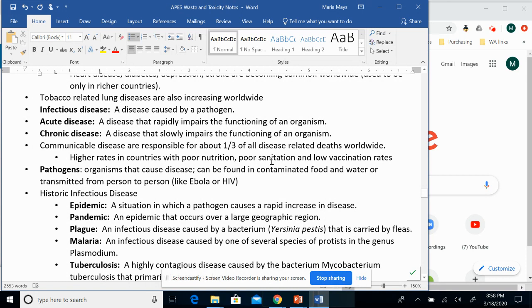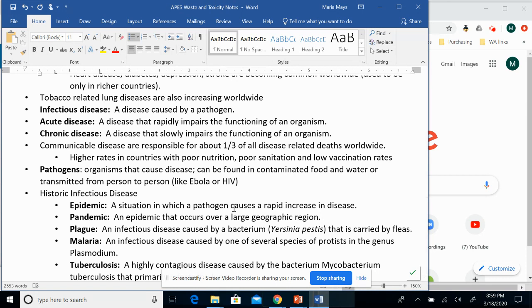An infectious disease is any disease caused by a pathogen, so something caused by bacteria or virus. So COVID-19 would fit into that category. An acute disease is something that rapidly impairs the function of an organism, so that would be COVID-19 again. But a chronic disease is something that is slow. So it's slowly impairing the function of the organism over a long period of time. So more something like diabetes, something that is a more chronic condition that would have to be managed. But communicable diseases are responsible for about a third of all disease-related deaths worldwide.